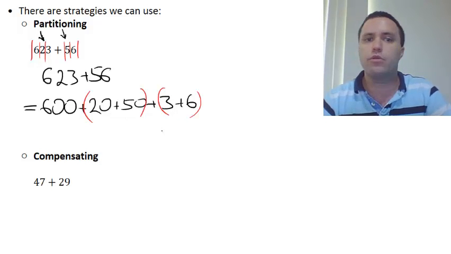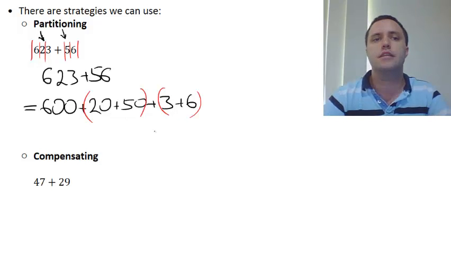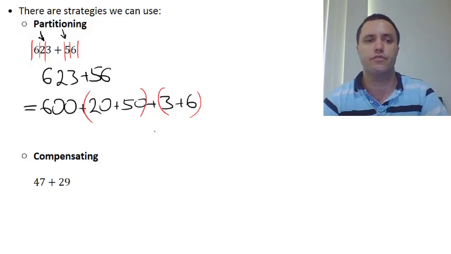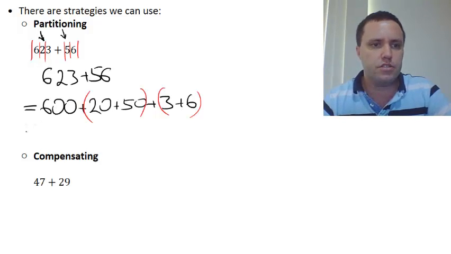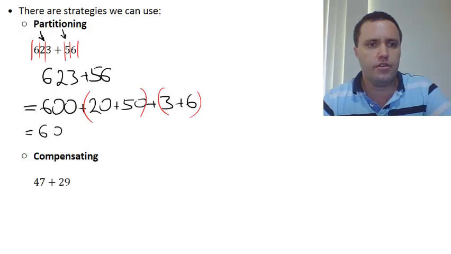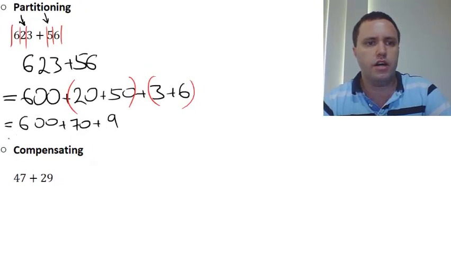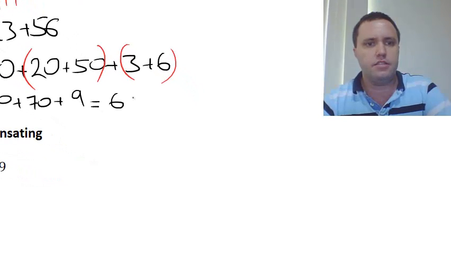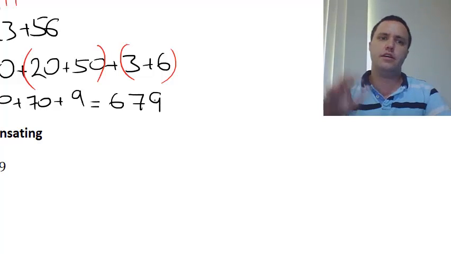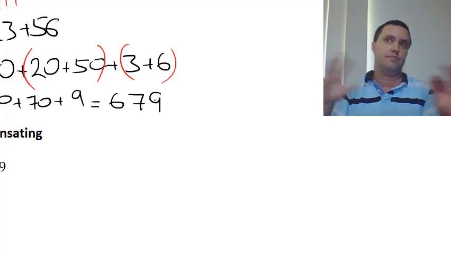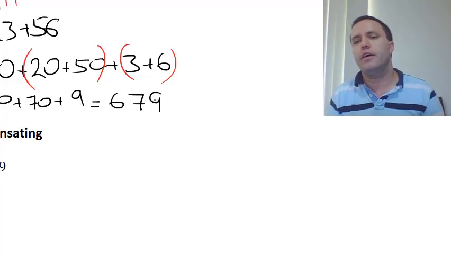It doesn't matter what order we add them in, remember, because the associative law says we can do whatever we want with that. So I've got 600 plus 20 plus 50 is 70, plus 3 plus 6 is 9, so I get 679. A lot of you probably looked at that and said, that's the way I do it anyway. That's fine.